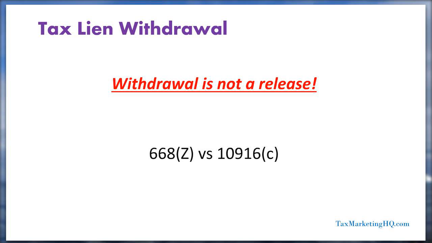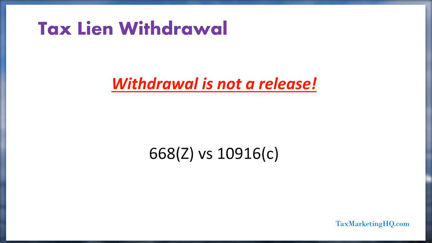So when there is a withdrawal issued, it'll be issued on a 10916C. That's the withdrawal. The 668Z is the release. So you're not going to get a release of lien until the underlying liability has been paid in full and/or the collection statute expiration date, the statute of limitations on collection of the tax liability, has passed. It takes one of those two conditions to release the lien. So I want to make sure that that's very, very clear, the difference between the withdrawal and a release.